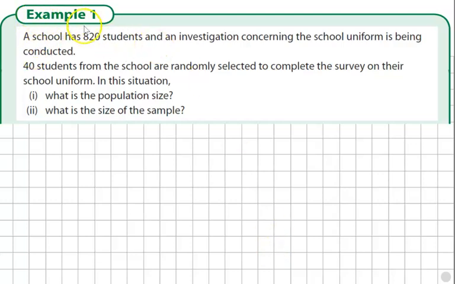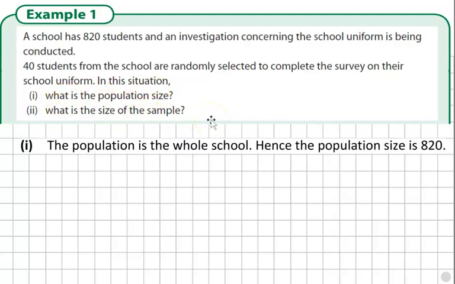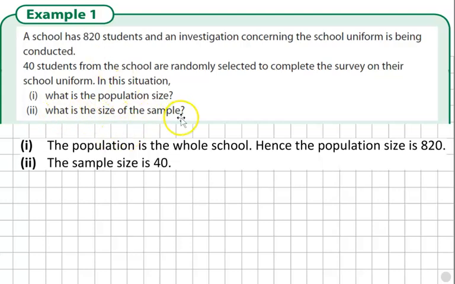Example: a school has 820 students and an investigation concerning the school uniform is being conducted. 40 students from the school are randomly selected to complete the survey on their school uniform. In this situation, what is the population size and what is the size of the sample? The population is the whole school. Hence, the population size is 820. And what is the size of the sample? The sample size is 40, because 40 students were randomly selected.